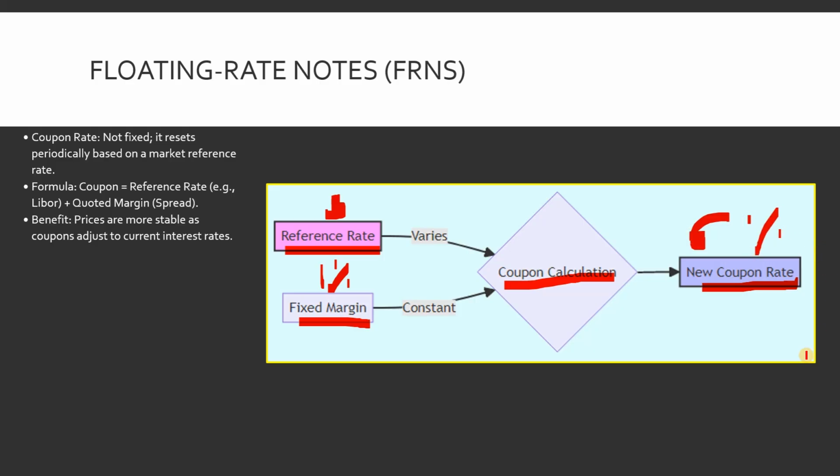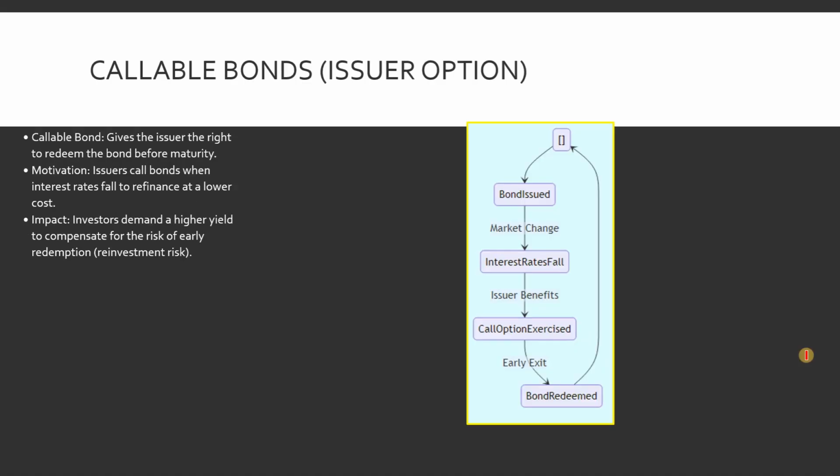Now let's talk about callable bonds, or issuer options in this case. So this is the contingency provisions, or embedded options. A callable bond gives the issuer the right but not the obligation to redeem the bond before it matures. Why would they do this? If market interest rates fall, the issuer can call the high interest bond and issue new ones at a lower rate, saving money for them. This is great for the issuer but bad for the investor, who must now reinvest their money at those lower rates because of this reinvestment risk.